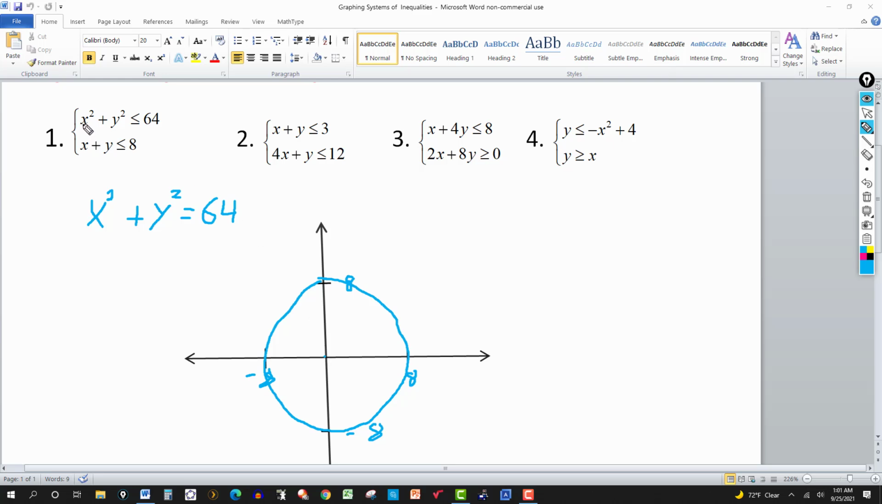So if I put a 0 where the x is, a 0 where the y is in the original inequality, I would get 0 plus 0 is 0. 0 less than or equal to 64. If that's true, then I shade everything on that side. So that's a true statement. 0 is less than or equal to 64. So I'm just going to draw some arrows this way just to say that I'm shading inside the circle.